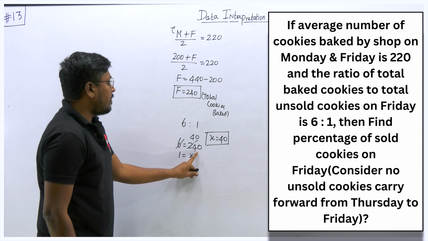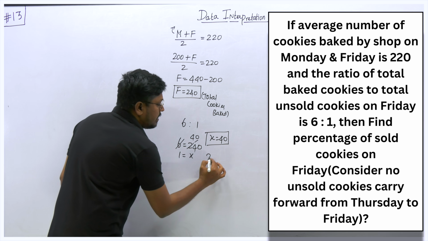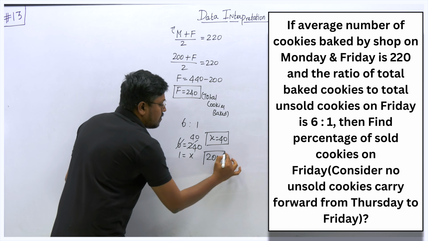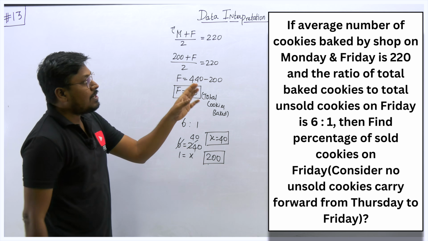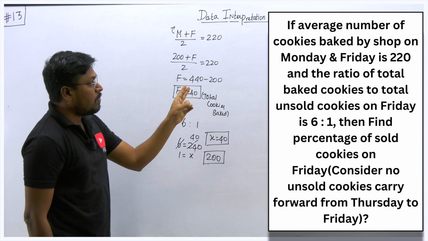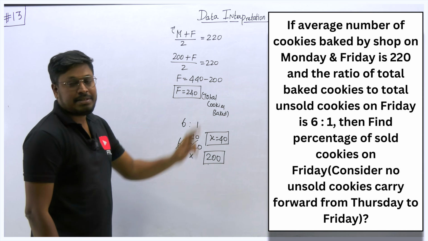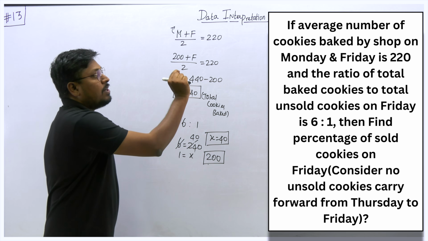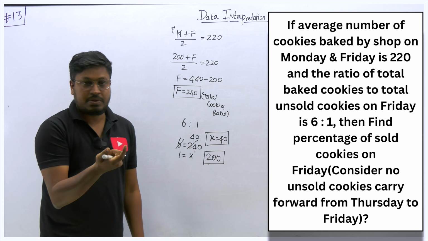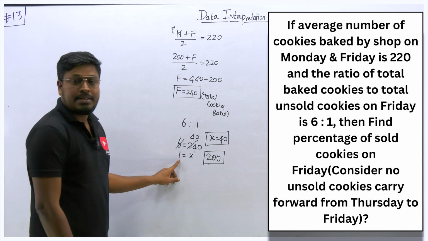So when you subtract from 240, the resultant will be 200. Just listen here to how I found the value. They have given that the ratio of total baked cookies to unsold cookies will be 6:1. So 6 parts will be baked and 1 part will be unsold. We first found what the 1 part is.